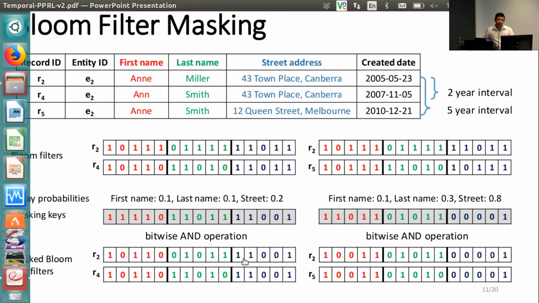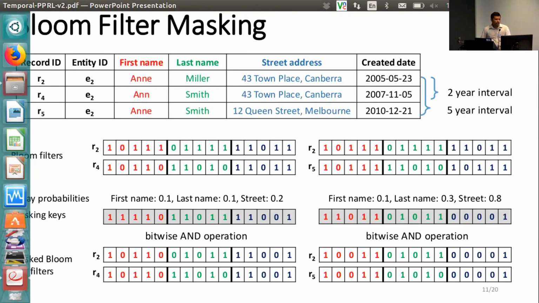So we're just adjusting. Is it just a random mask based on that probability? Yes. The masking is a randomly permuted one, but it has to follow the same principle as when you use it in the record-level Bloom filters. Once we have those masking keys, we perform a bitwise AND operation, and you will get 2 new Bloom filters, and these Bloom filters are sent to the linkage unit for comparison purposes.